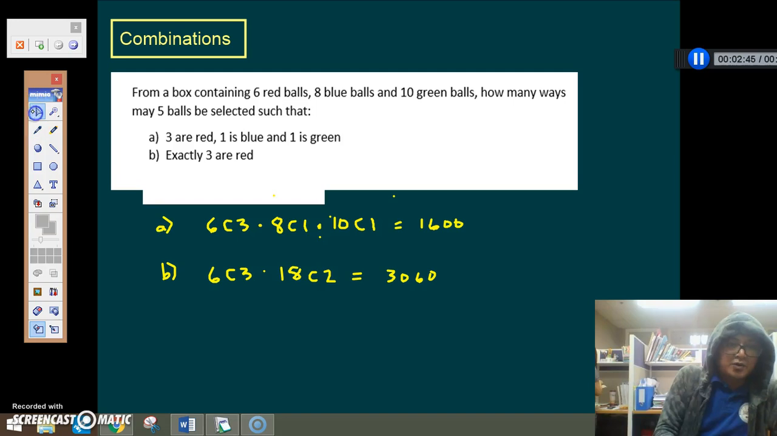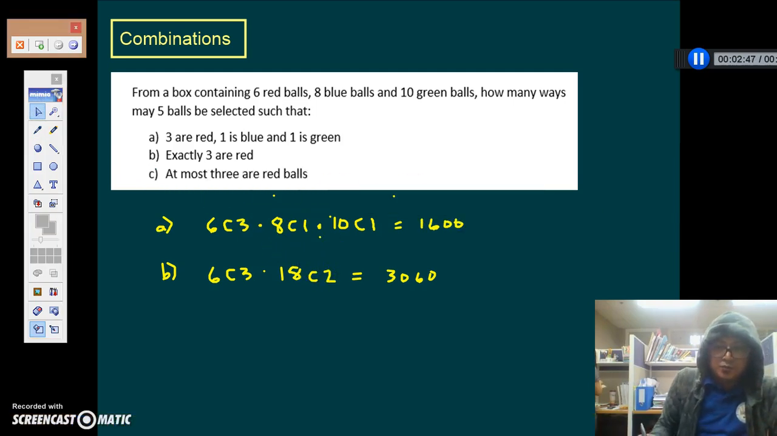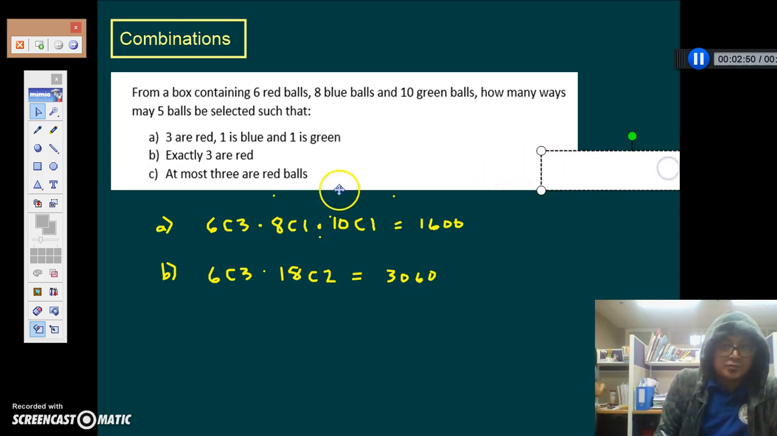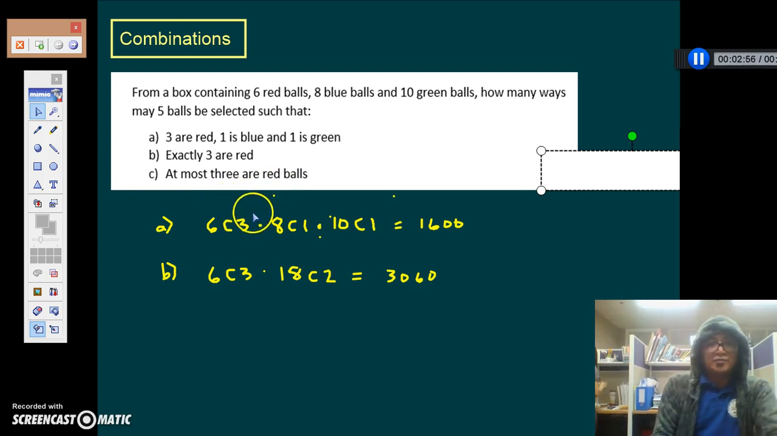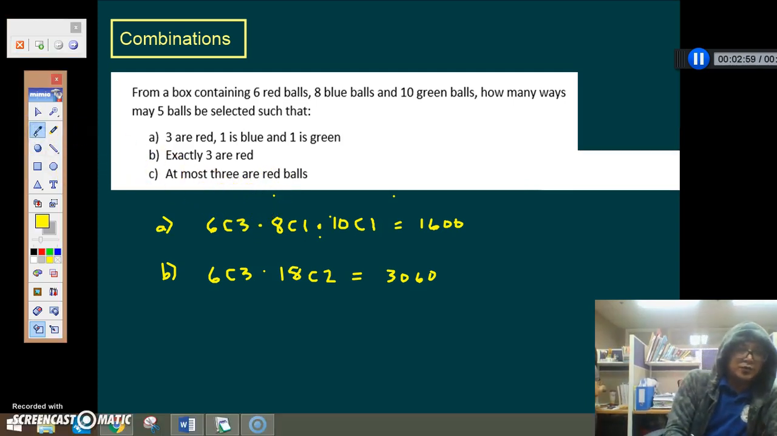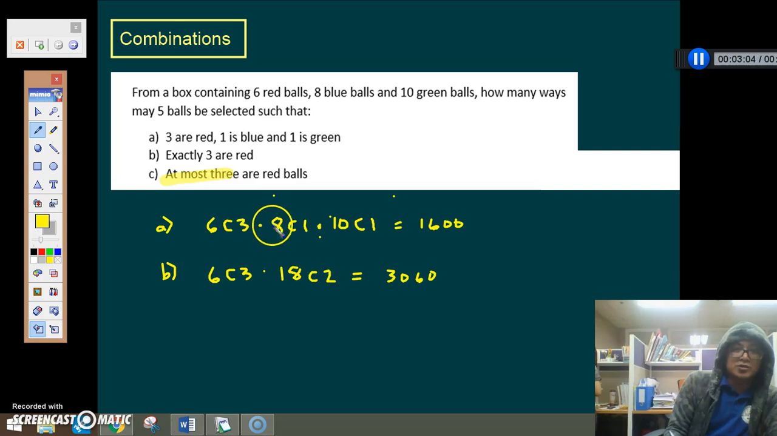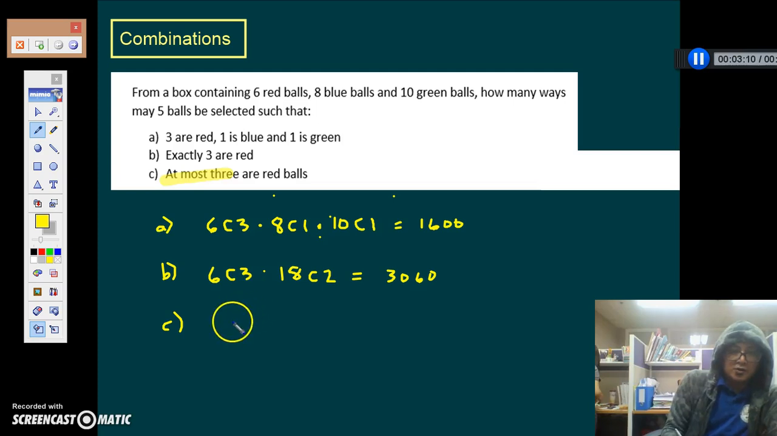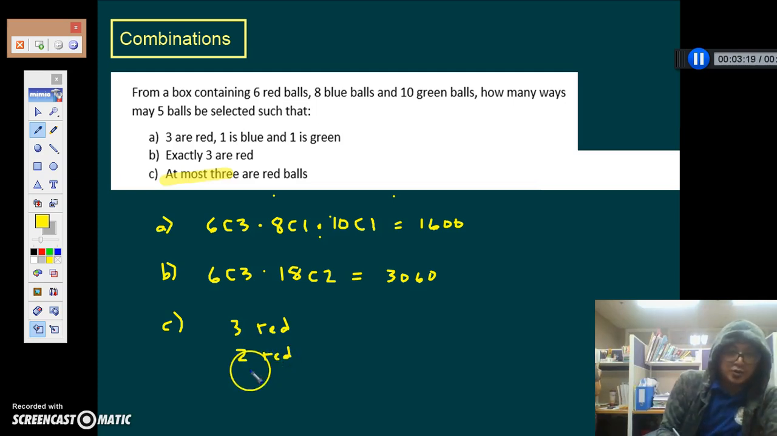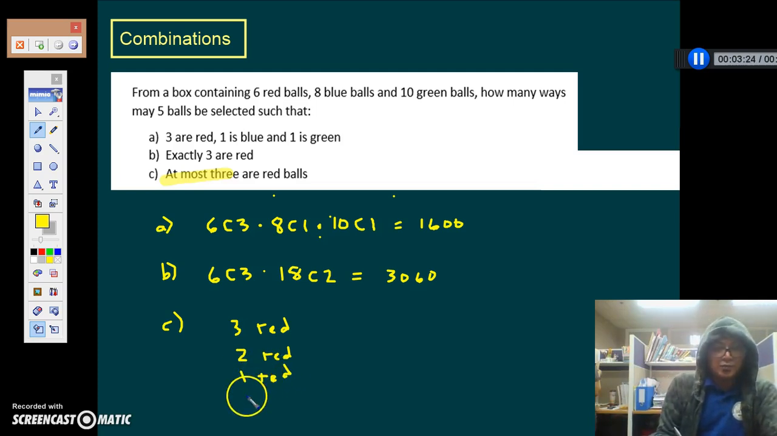Okay, about this variation of the same problem. How many ways may 5 balls be selected such that at most 3 are red balls? So take note and be very careful when you see this word, at most. That means the maximum that you get should be 3 red balls. So 3 red balls are possible, you can also have 2 red. Remember, at most means maximum should be 3. So you can have 2, and then you can have 1 red, and you can have no red at all.